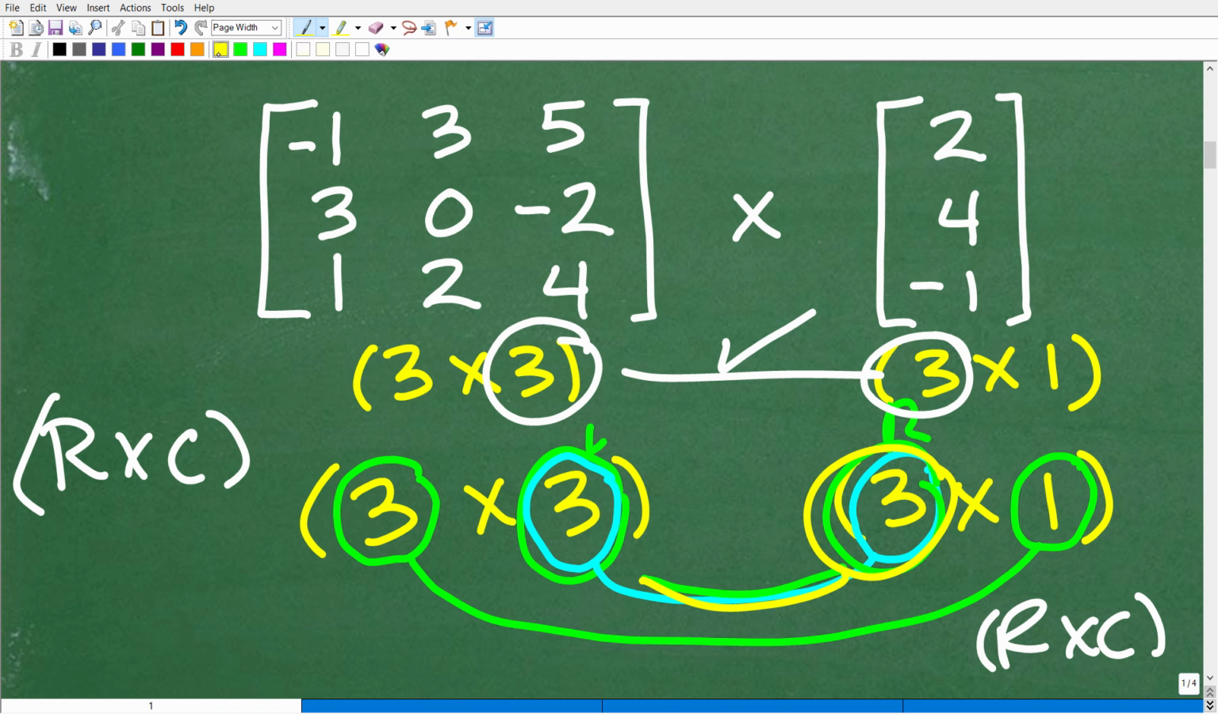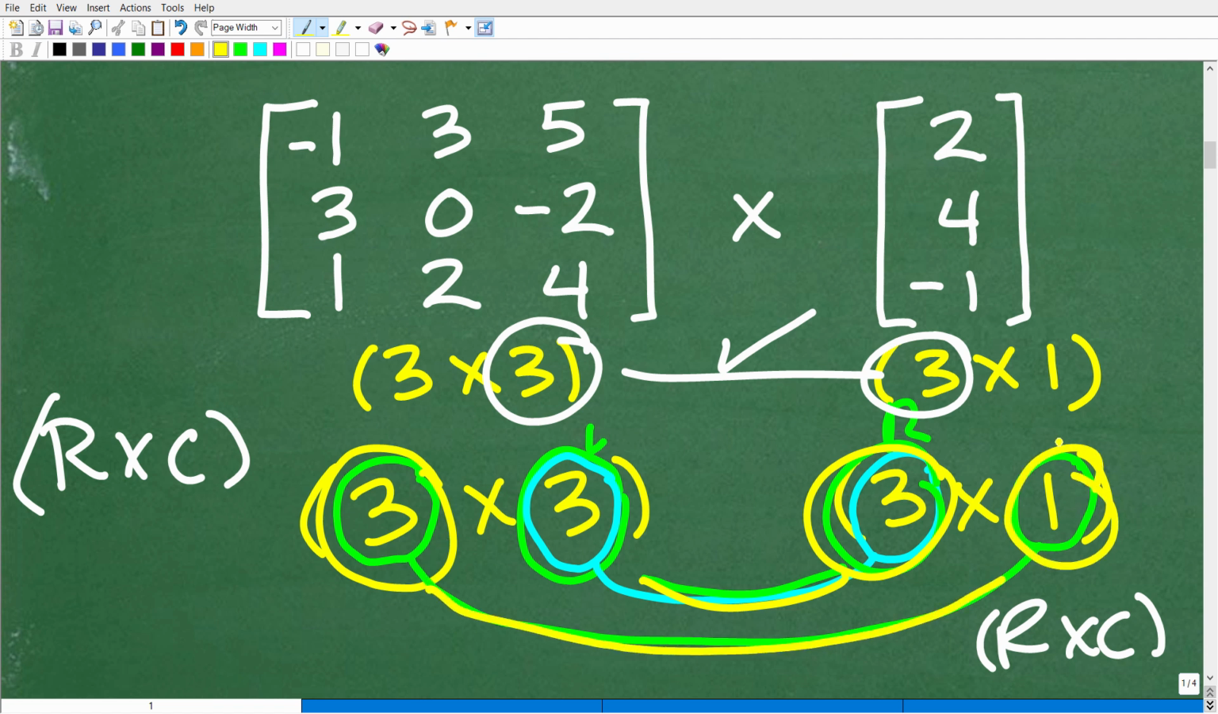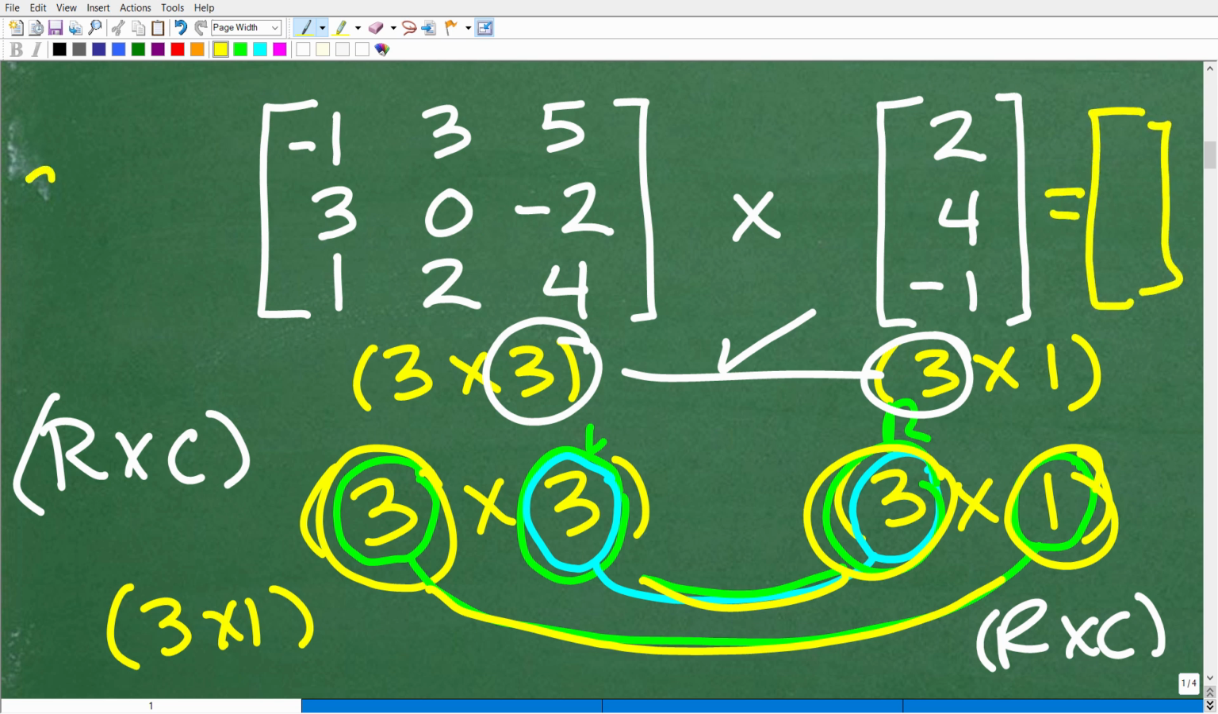So how do we get the answer? I'm going to show you how we can actually compute the answer in a second. But first, we want to see what the result is going to be. We look at the row of the first and the column of the second, and that is a 3 by 1. This is going to be the size of our answer. So in other words, when we multiply these two matrices right here, we're going to end up with a 3 by 1. Remember, a 3 by 1 is 3 rows, 1, 2, 3, and 1 column.